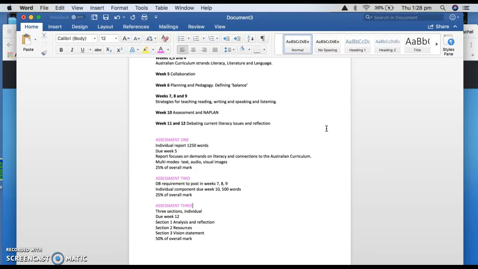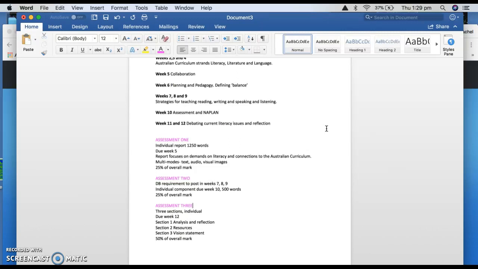Section 2, you get to collate some resources. So you'll find 3 resources, obviously to do with reading, writing or speaking, listening, and you'll analyse them. And section 3 is a vision statement, which basically it's really nice. I love reading them because they always make me feel really inspired. It's basically your thoughts on how you want your literacy classroom to be. So the idea is that you've spent 12 weeks learning about literacy. This is the last literacy unit in a culmination of 3 units.